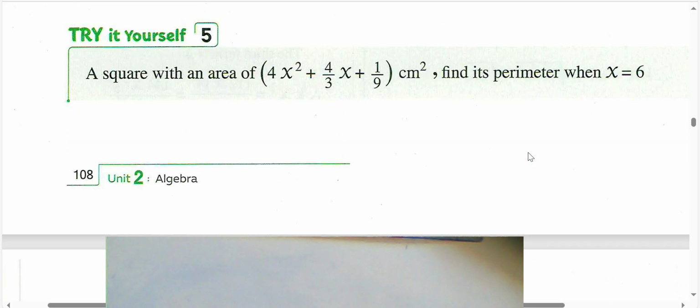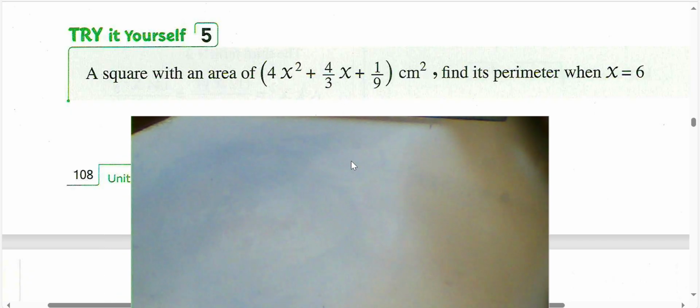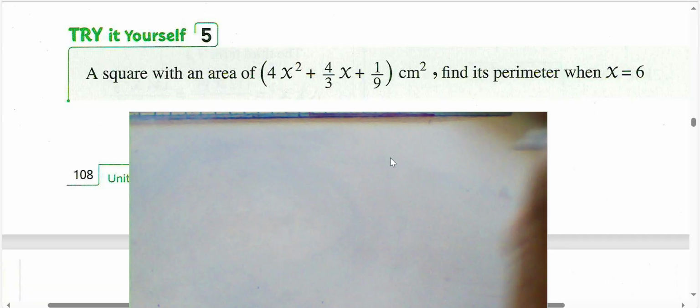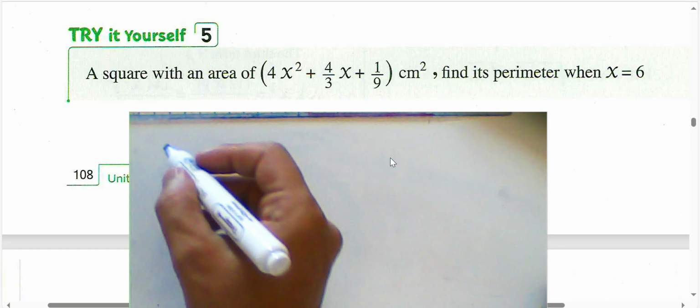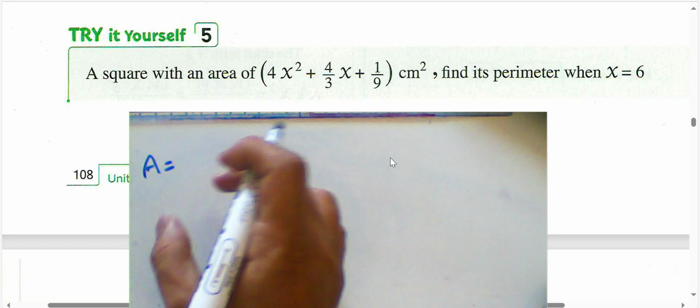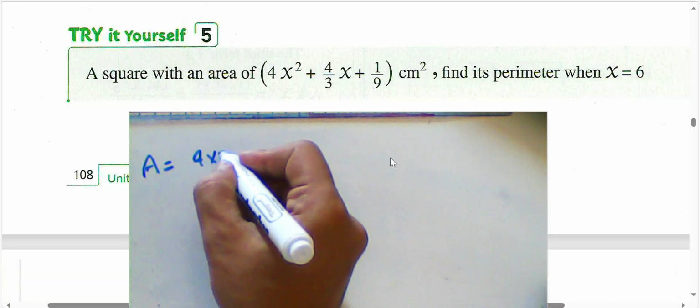A square has an area of 4x² + 4/3 x + 1/9 square centimeters. Find the perimeter when x equals 6. He gives us the area, then we can find the side length, which equals the square root of the area. But here we can simplify the area.